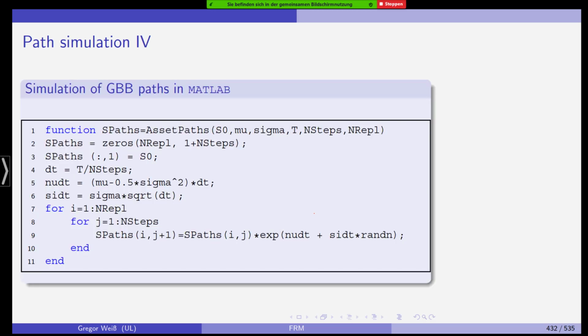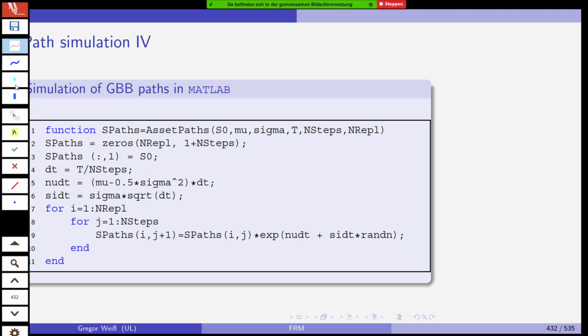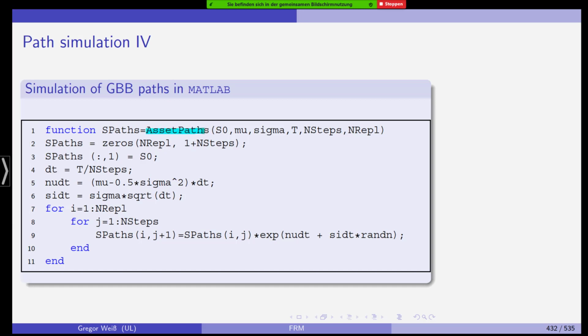Let's do this in Matlab. Very simple. We simulate from the geometric Brownian motion. This function, we call it asset paths. You need to remember this for the following slides because we are going to rely on this function heavily. We start out at S0. We have a parameter mu, a parameter sigma, a time horizon capital T, and we want to simulate nSteps steps and nRepl simulations. REPL stands for replications, and steps is simply the number of steps we are taking.